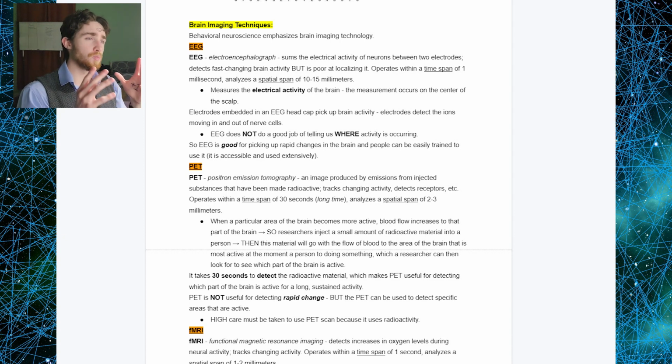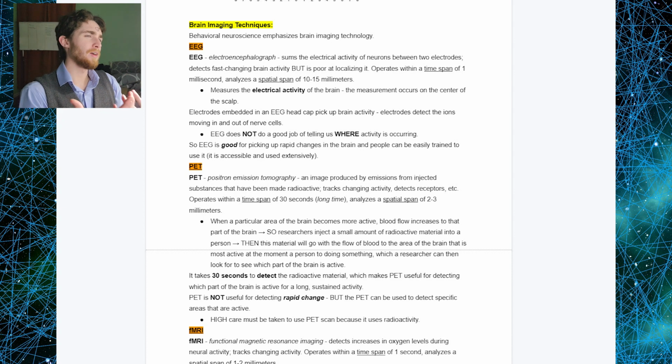This is an image produced by emissions from injected substances that have been made radioactive. PET tracks changing activity. It detects receptors, all that good stuff. PET operates within a time span of 30 seconds, which is a relatively long time, but it analyzes a spatial span of 2 to 3 millimeters.